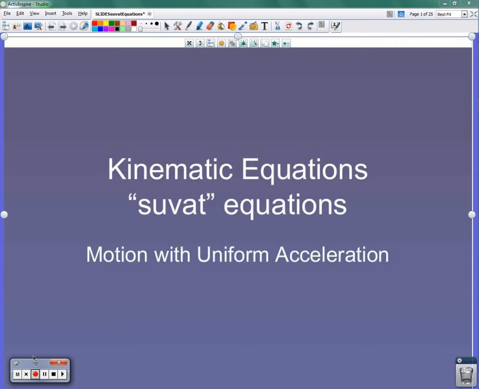So the next section of this introductory unit on motion deals with something that certain books refer to in different ways. Some books will refer to them as kinematic equations. Your book refers to them as the suvat equations, and we'll see why that is here in just a second.